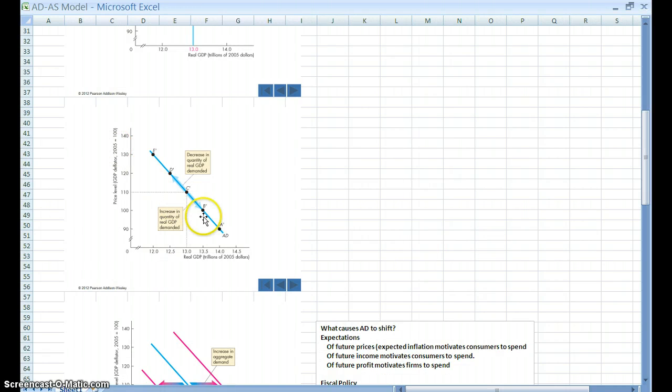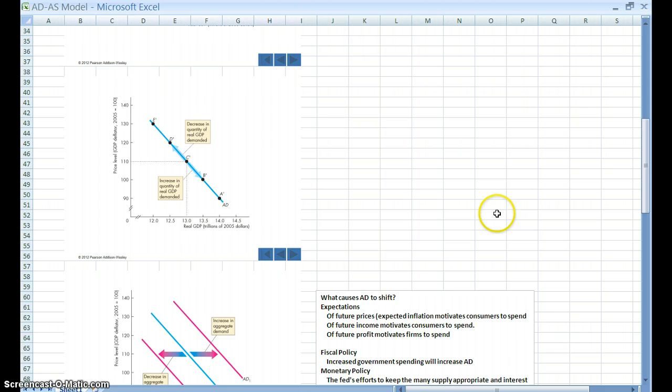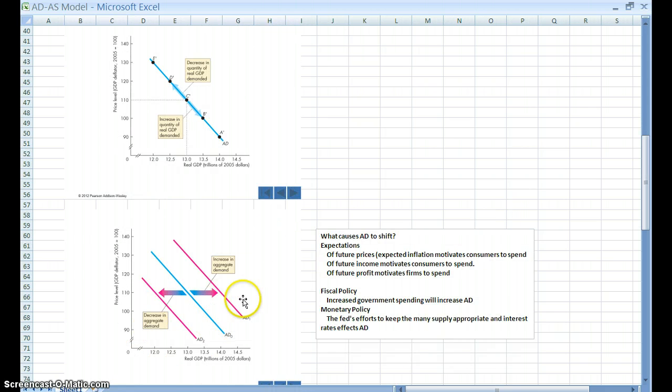Okay, now we need to talk about aggregate demand. It's a downward sloping curve, just like it was in microeconomics. What makes it shift back and forth? Expectations. Expectations of future prices. Expected inflation motivates consumers to spend more money. When I think prices are going up, I spend money now to avoid paying a higher price later.